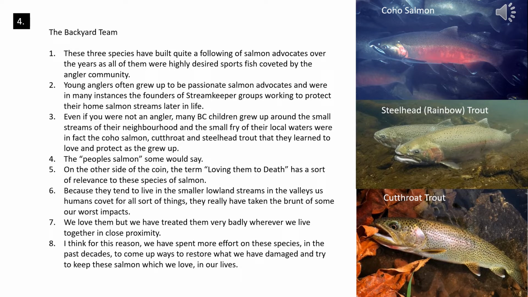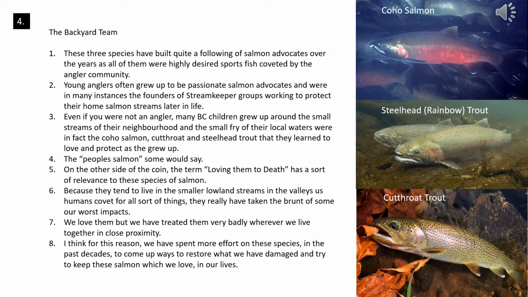So on the other side of the coin, the term loving them to death has a sort of relevance to these species of salmon because they tend to live in the smaller lowland streams in the valleys that us humans covet for all sorts of things. They really have taken the brunt of some of our worst impacts. We love them, but we have treated them very badly across their range wherever we live together in close proximity.